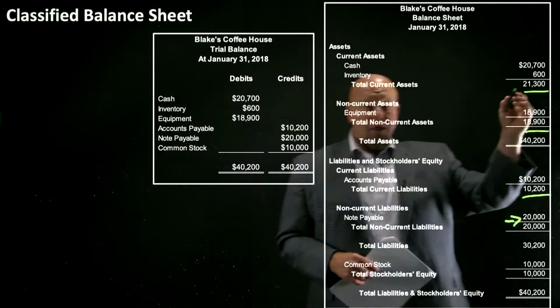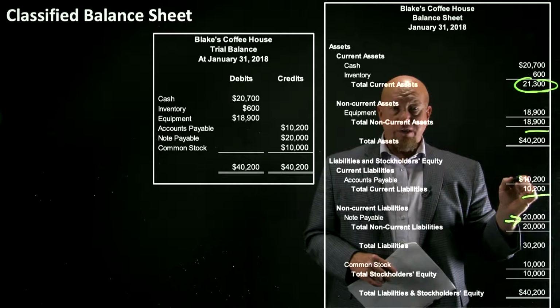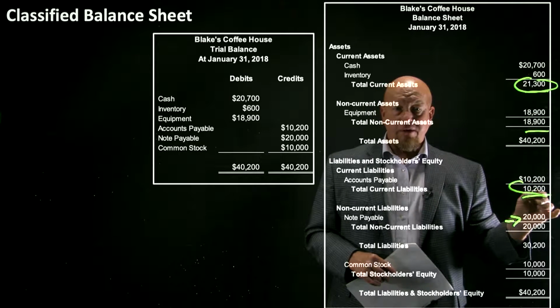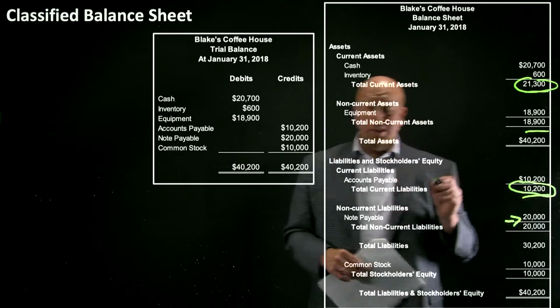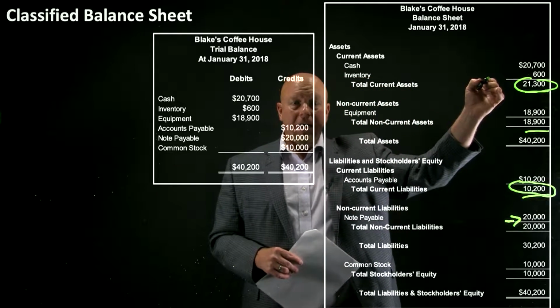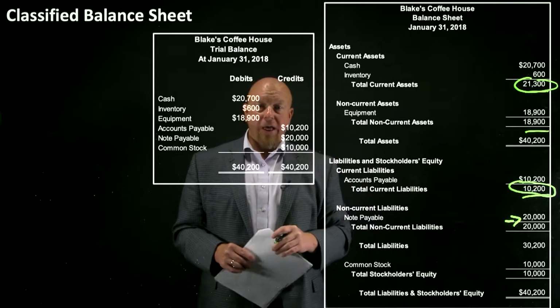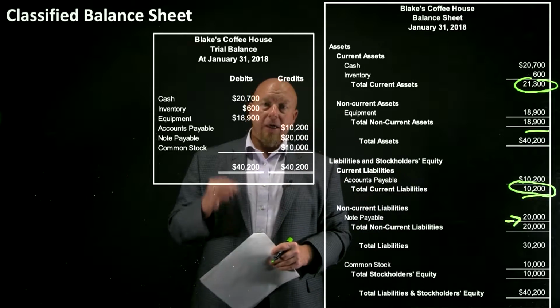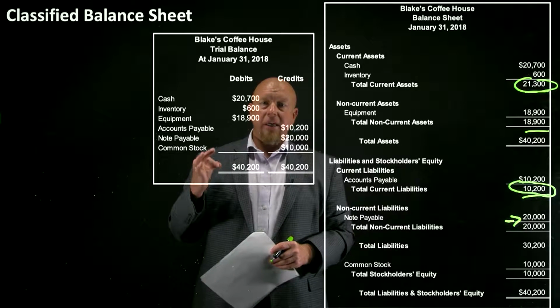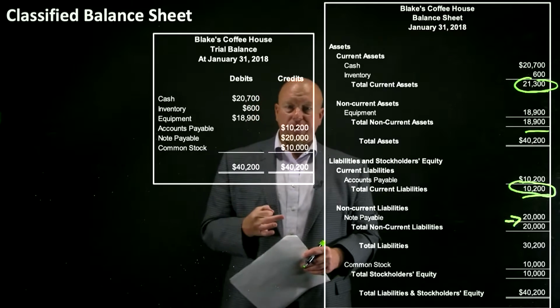If you were to take these current assets of $21,000, compare them with the current liabilities of $10,200, what you're seeing is we have economic resources in the near term that are roughly double the obligations that we're going to have to settle within the near term. This helps us assess the amount, the timing, and the likelihood of future cash flows.